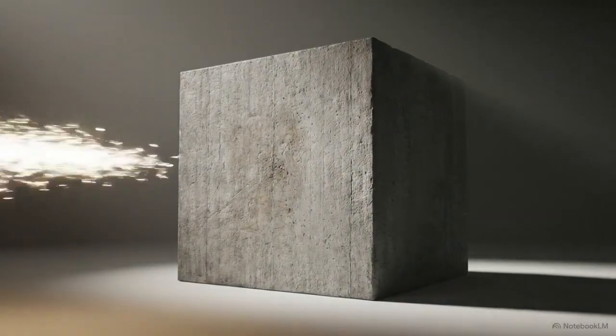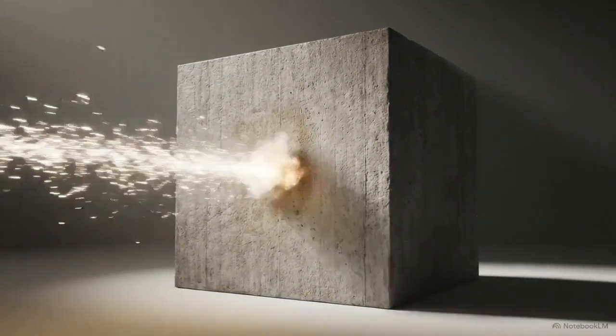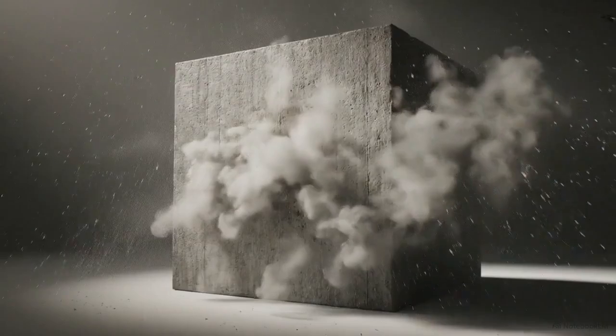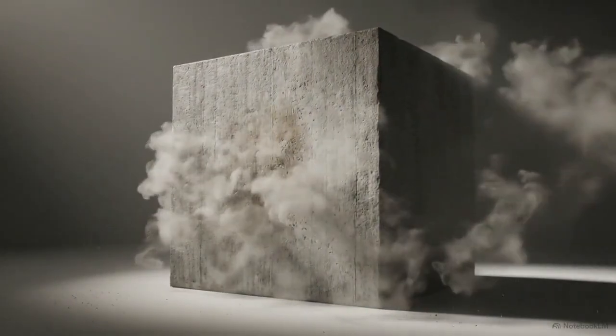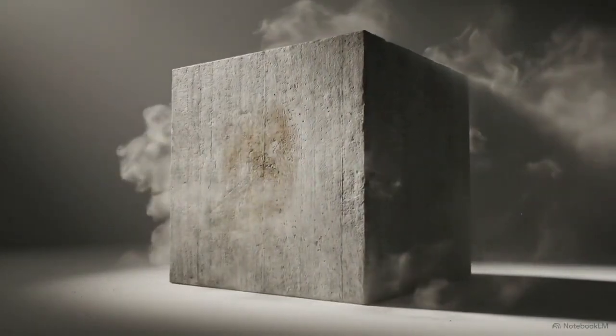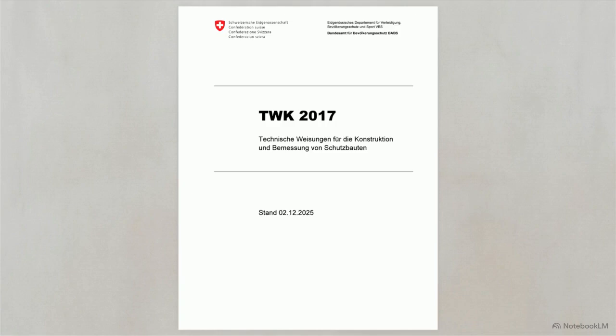When designing to survive a nuclear detonation, the assumption is that survival dictates mass. Pour enough concrete, and the radiation will eventually stop. But modern civil defense operates on strict mathematical parameters. The Swiss Federal Office for Civil Protection outlines these parameters in their definitive rulebook, the TWK 2017 manual.